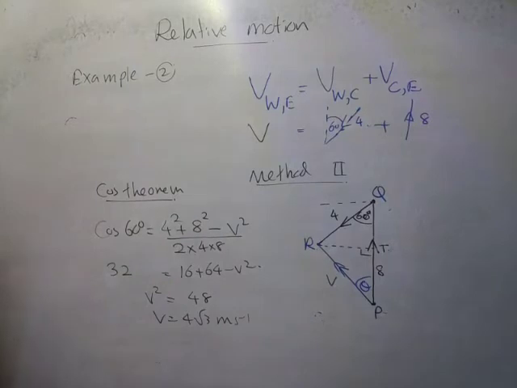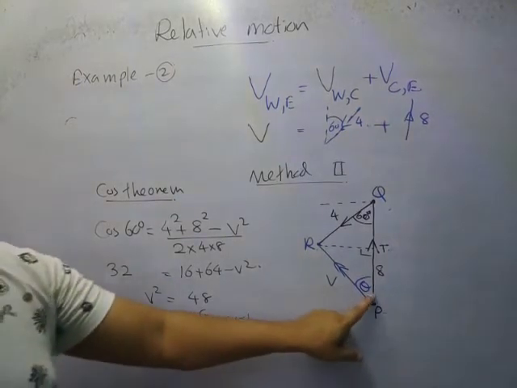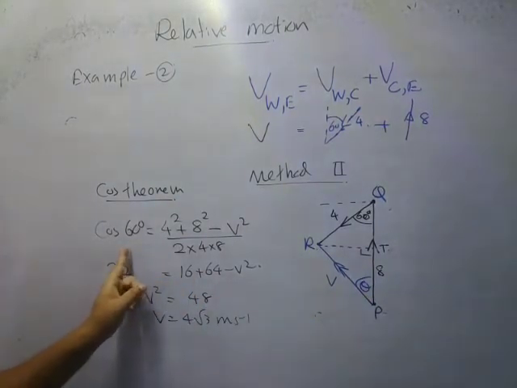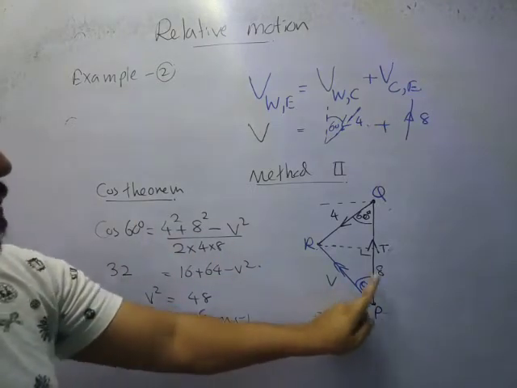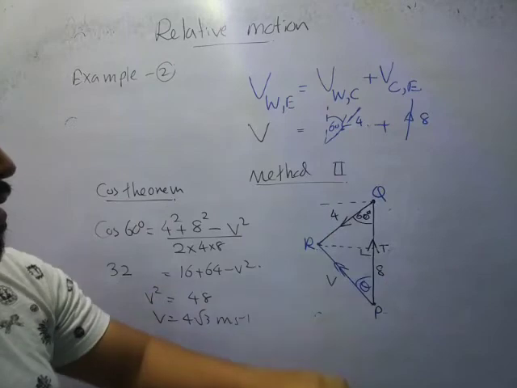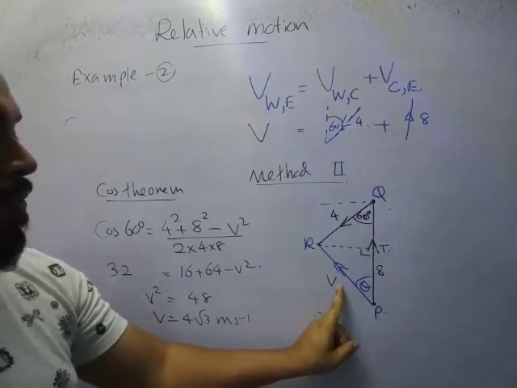Right. It's another method. Then we need to find theta. Again, you can use the cos theorem. Cos theta equals v squared plus 8 squared minus 4 squared divided by 2 times v into 8.